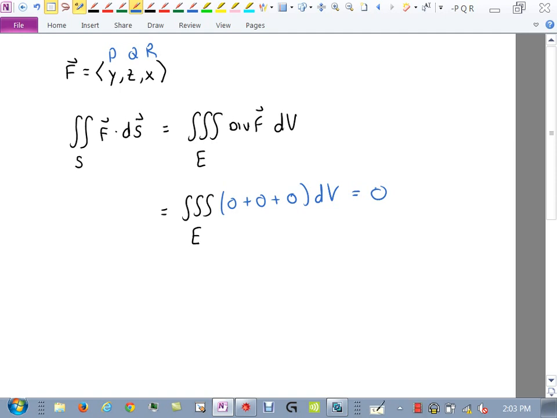The book does an example where they do the flux over a unit sphere, and they have a different vector field. It's a little more complicated, and they get an answer. Just so you know, I encourage you to look at section 13.9 in the book, because there's not a whole lot in it. Their vector field, instead of being y, z, x, is z, y, x. Should we do that one instead? Yeah, let's do that. This seems more interesting, right?